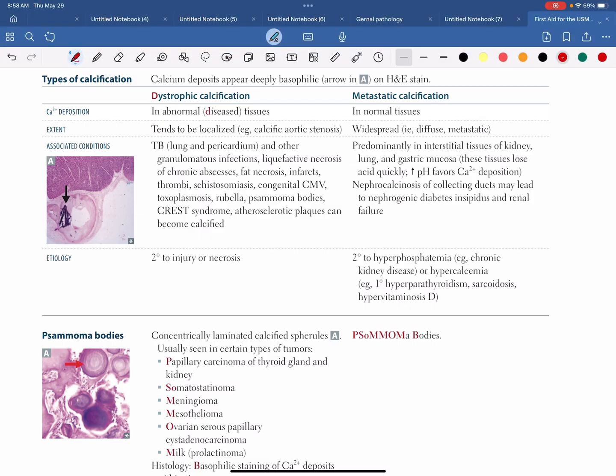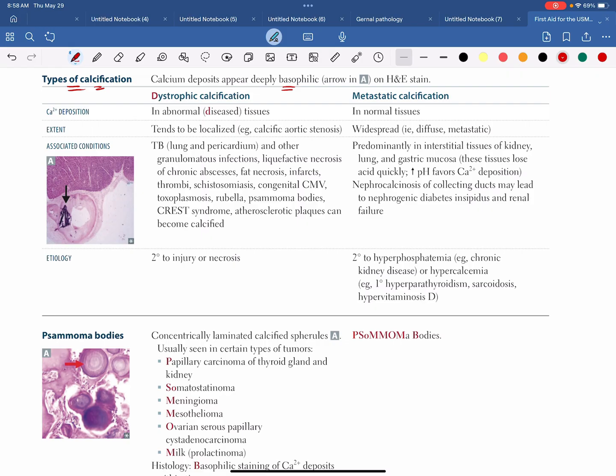Okay, guys, so let's discuss the next topic, which is about the types of calcification. First of all, what is calcification? When there is calcium deposition in our body, that is called calcification. And when this calcium is deposited in our body, the tissue will look basophilic. So basically this basophilia is mainly because of calcium.